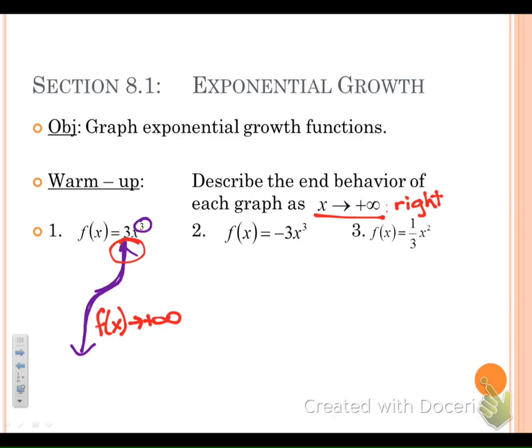The next graph, I notice the degree is cubic. The bad thing is, I also know that the leading coefficient's negative. When the leading coefficient's negative, it reflects, or it switches, flips, some word. It flips the original degree. I look at the right arrow, and hopefully when you plugged in your really, really big number, you should have gotten a really, really negative number. So f of x is approaching negative infinity.